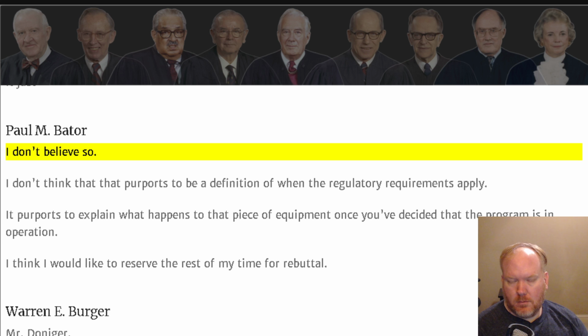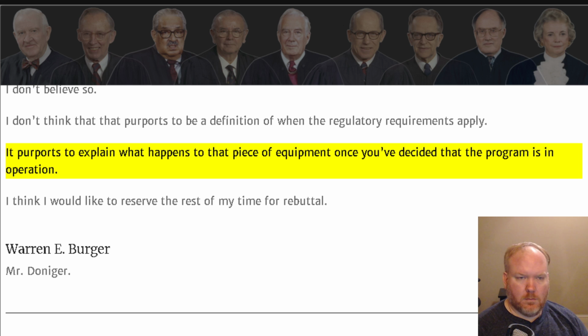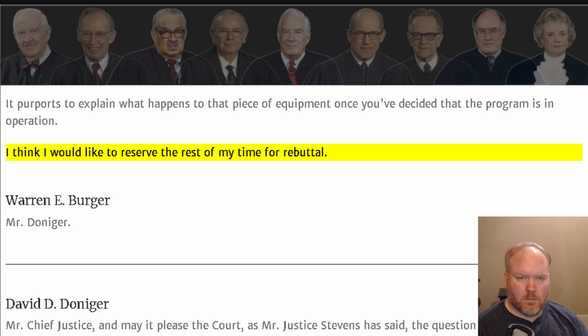I don't believe so, Your Honor. I don't think that purports to be a definition of when the regulatory requirements apply. It purports to explain what happens to that piece of equipment once you've decided that the program is in operation. I think I would like to reserve the rest of my time for rebuttal.